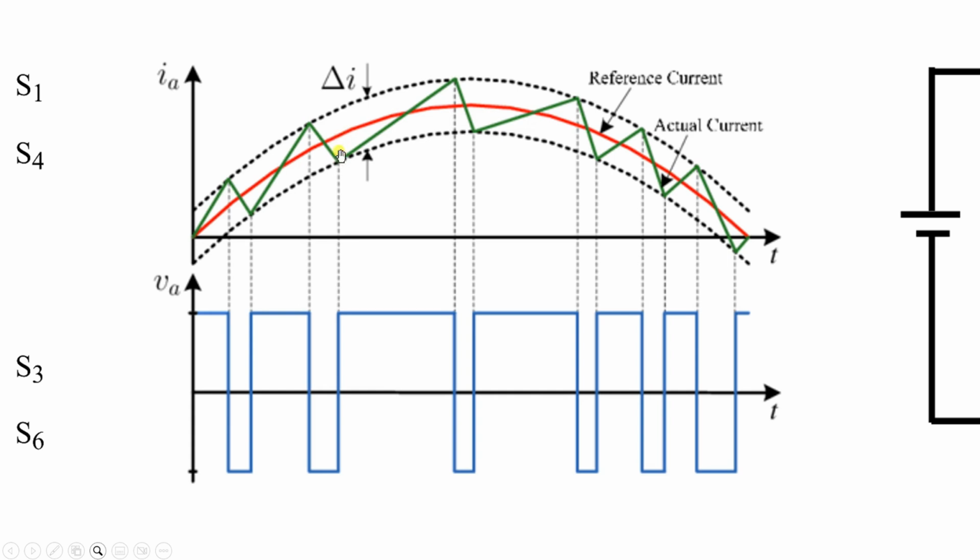You can see an error between this one and this one, delta H. When delta I becomes negative H, the hysteresis band, the difference between reference and actual, we are going to switch back to on, because I don't want the current to go lower than this limit. So it will start increasing again by switching from negative to positive.